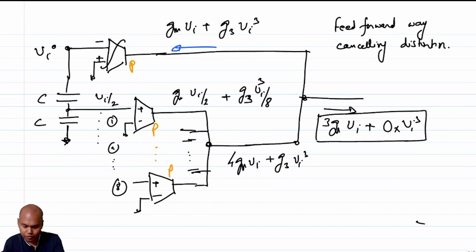But, or rather, the cubic nonlinearity. I should not say third harmonic necessarily. It's a generic way of getting rid of the cubic nonlinearity. However, there is one technique which is particular to MOSFET, and that is what we are going to see next.